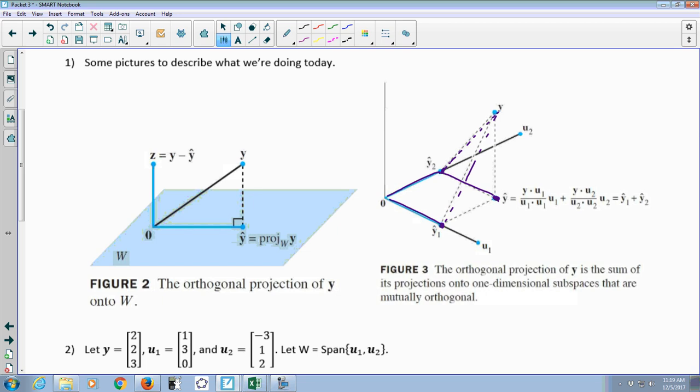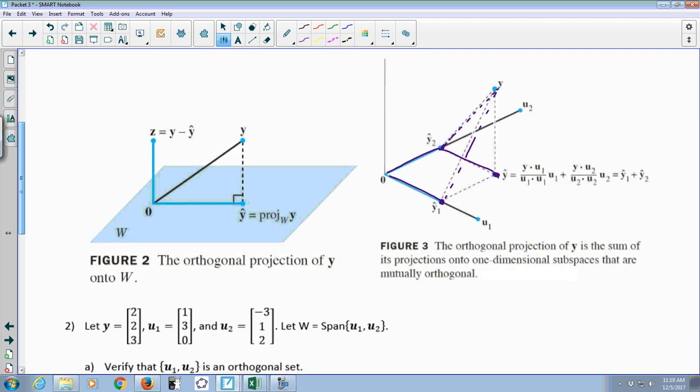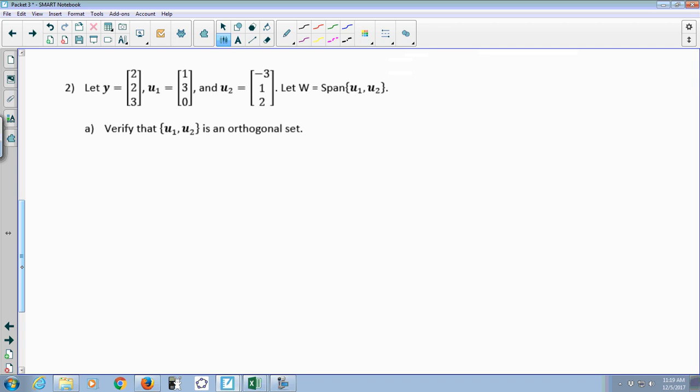So that's what's happening graphically. You're finding the two projections onto u1 and onto u2, and then you add them together, and you get the projection y hat. So let's do an example. I have y, u1, and u2. W is the span of u1 and u2.